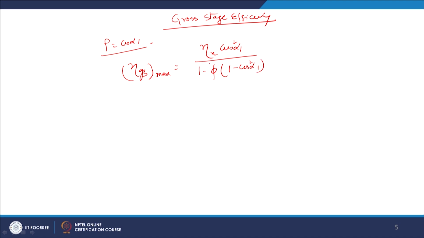Now, phi is the carryover coefficient I explained earlier, which is not there in the impulse turbine, along with the efficiency of the nozzle. The gross stage efficiency of the impulse turbine was simply the efficiency of the nozzle multiplied by the blade efficiency, right. But here the situation is different, and this is the expression for the gross stage efficiency of an impulse reaction turbine.